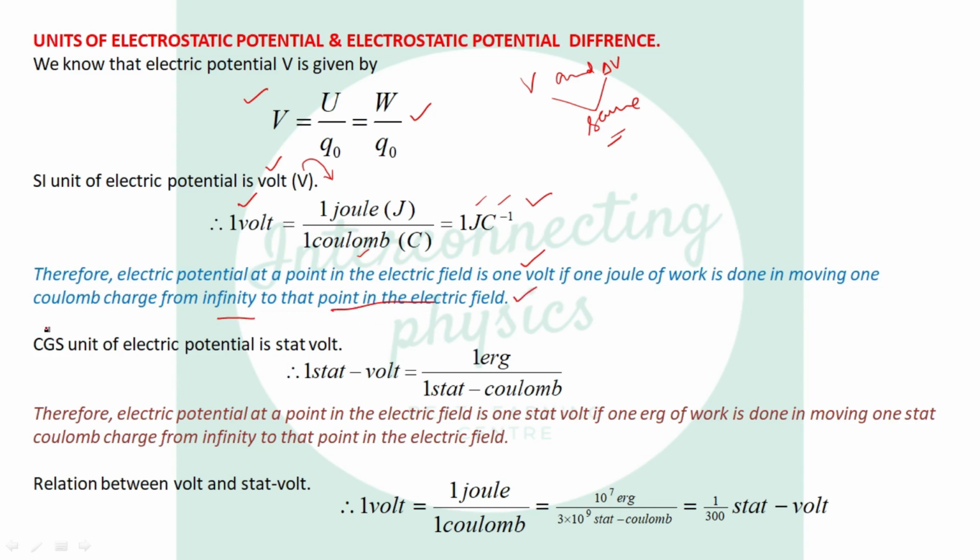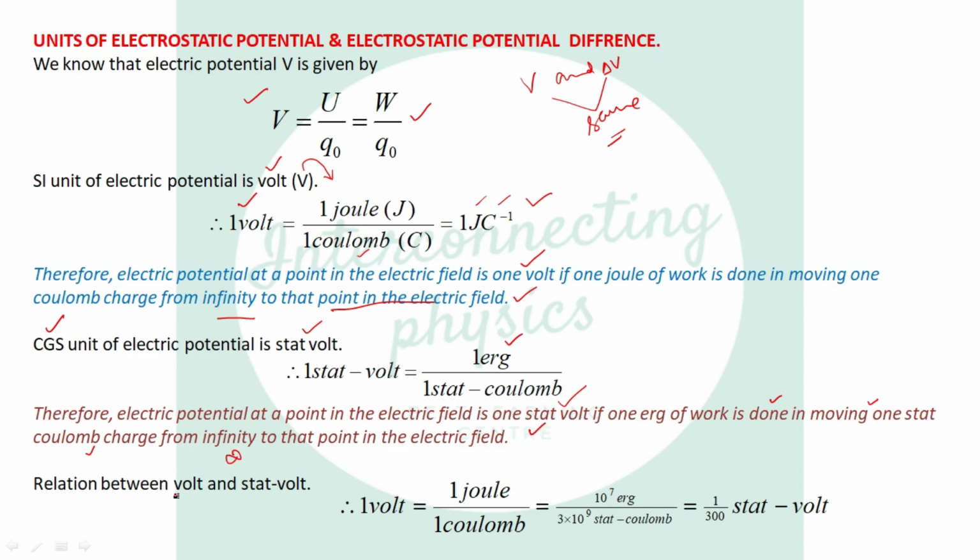Now the CGS unit of electrostatic potential is stat volt. So 1 stat volt will be, what is the CGS unit of work? Erg. What is the CGS unit of charge? Stat coulomb. So it is 1 erg divided by 1 stat coulomb. Therefore, electric potential at point P in the electric field is said to be 1 stat volt if 1 erg of work is done in moving a 1 stat coulomb charge from infinity to a point in the electric field.